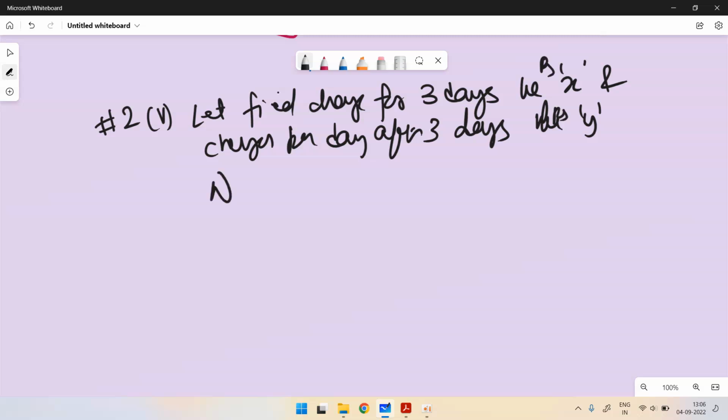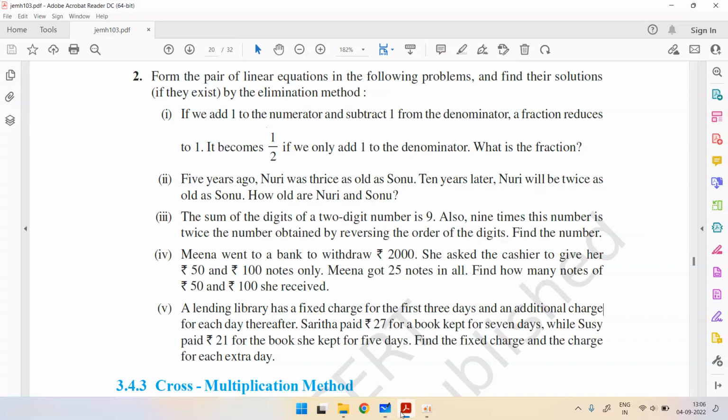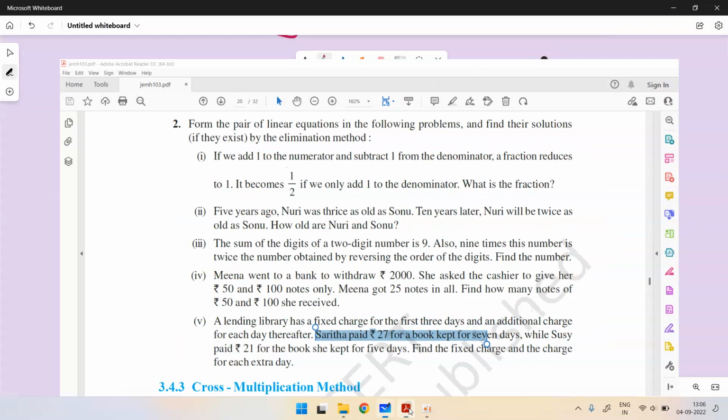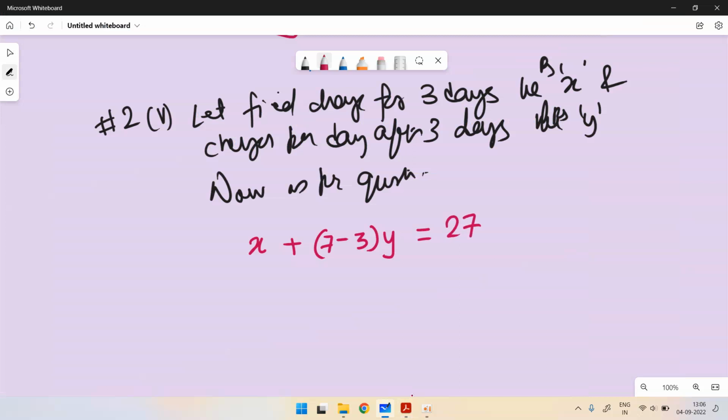Now as per the question, Sarita paid 27 rupees for 7 days. For 7 days, the fixed charge for 3 days is rupees X. Now how many days are left? 7 minus 3, that is 4 days, and for that she has paid the variable charge Y, and in total she paid 27. So this is X plus 4y equal to 27. This is my first equation.